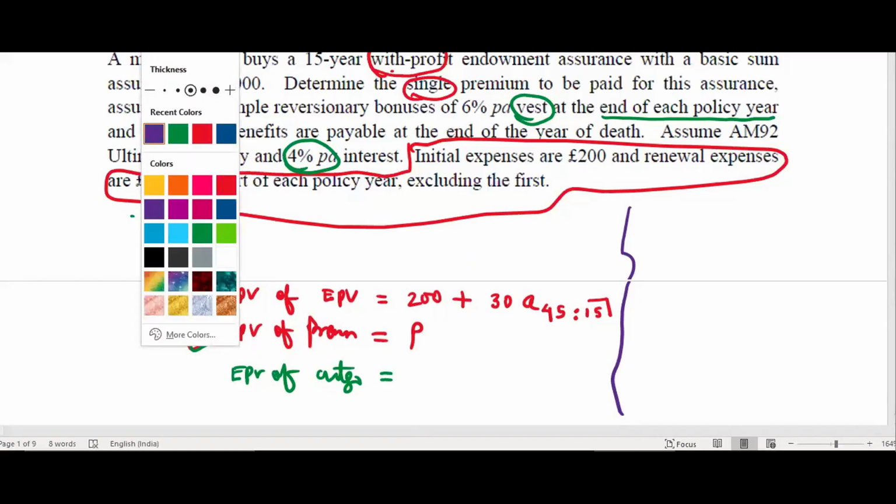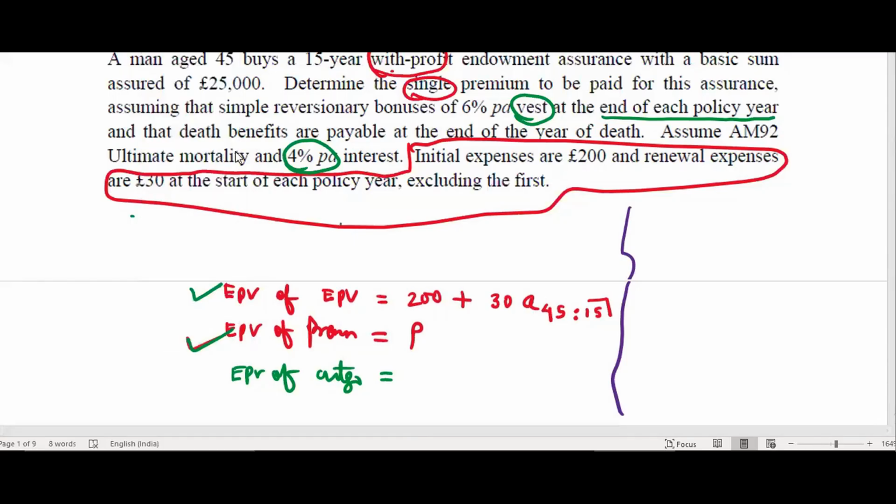Whatever you know now, and things are repetitive, let me tell you. Because here also people struggle when they see vesting. This means, let me draw a line.